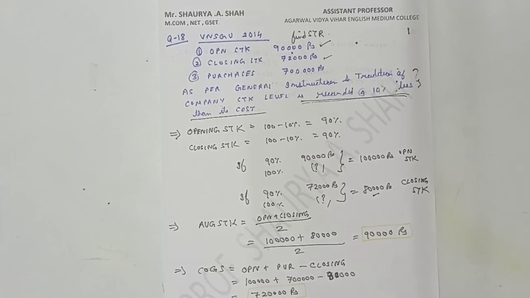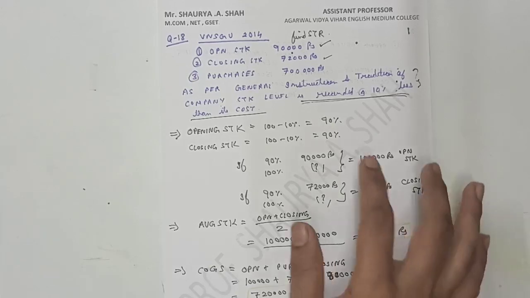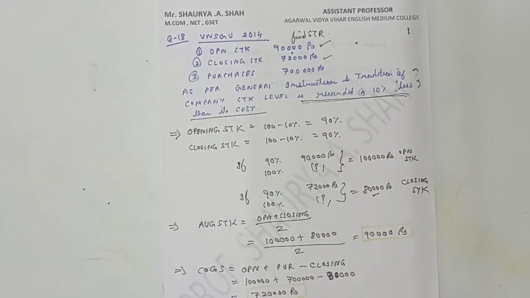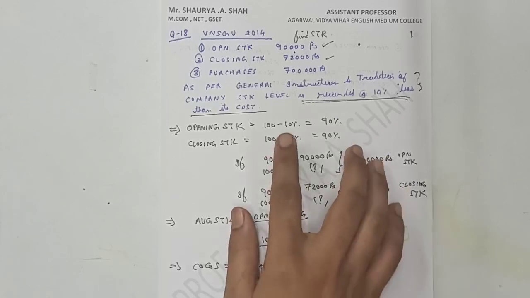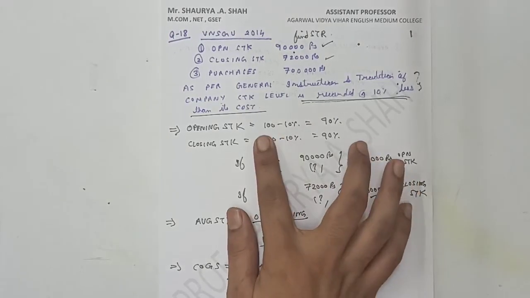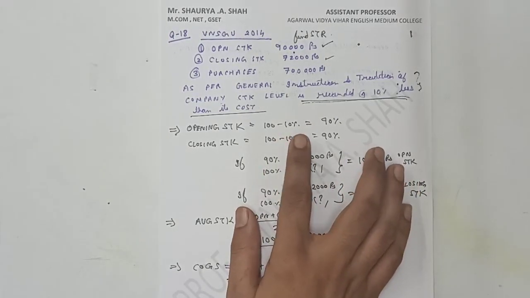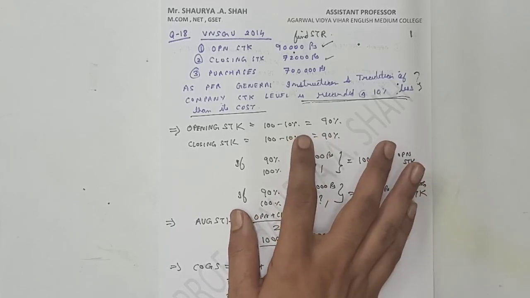Next sum also I have given the same. Only information I have changed is stock is recorded at 25% more, right? So never mind. If it is more, always remember the concept. If it is less, 100 minus percentage. If it is more, 100 plus percentage, right? So next sum, for example, it is given 25% more.